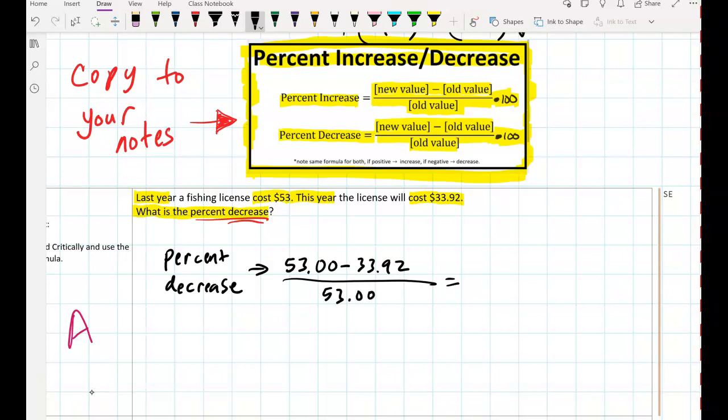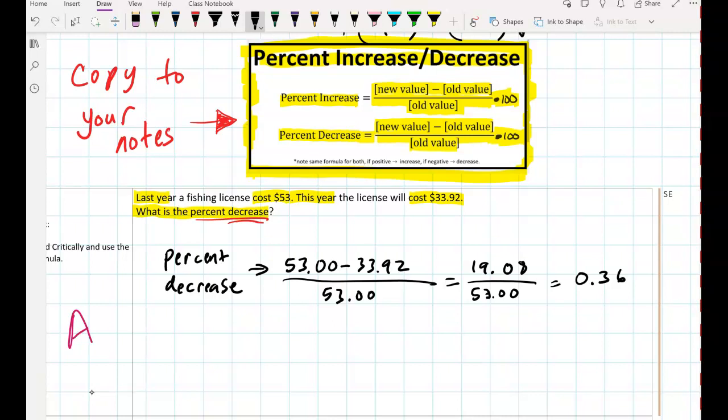Okay. Now when we do the math for the top, $53 minus $33.92, that gives us $19.08. That is the difference between 53 and 33.92. And we keep the $53 because that is still our original amount. And then we divide that. 19.08 divided by 53.